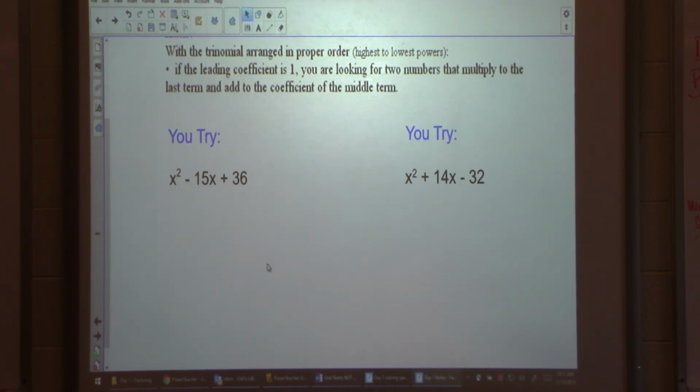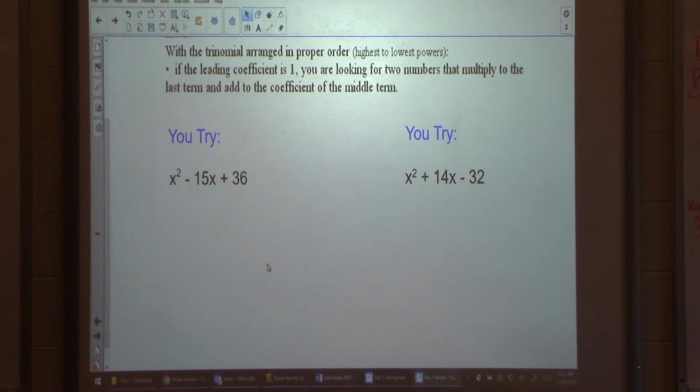Alright, this one is x. 8 and 6. Yep. Next one is x plus 8, x minus 6. You're welcome. X plus 8, x plus 6. Or x plus 8, x minus 6. It's one of the two.